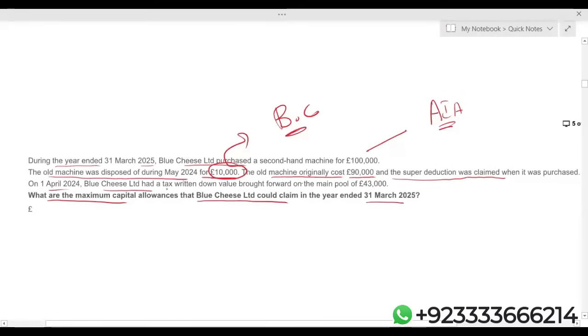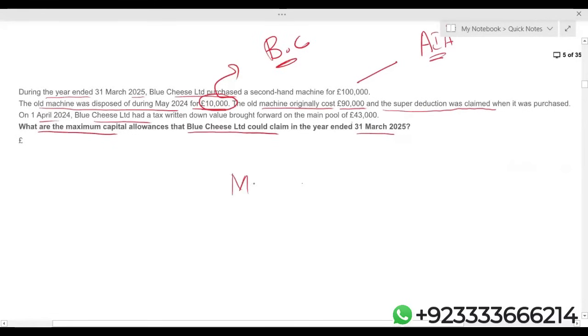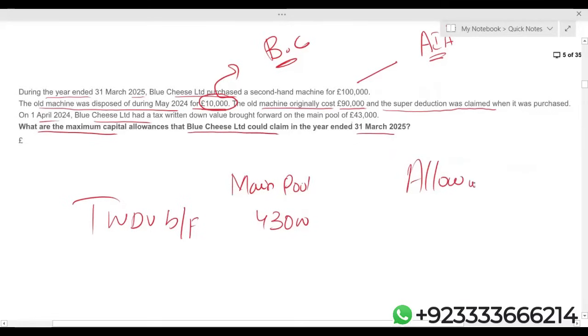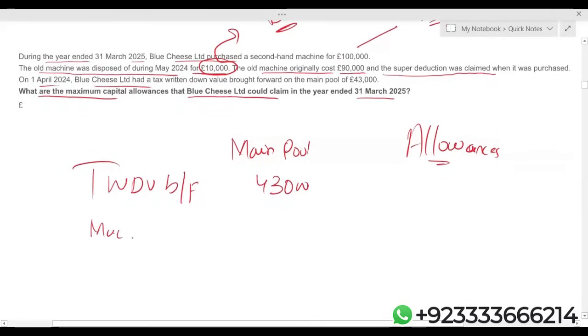On 1st April, Blue Cheese Limited had a tax written down value brought forward in the main pool of 43,000. So we have got the main pool, tax written down value brought forward 43,000. One column for the allowances. We bought a machine for 1 lakh that qualifies for AIA. So you will get 1 lakh allowance.